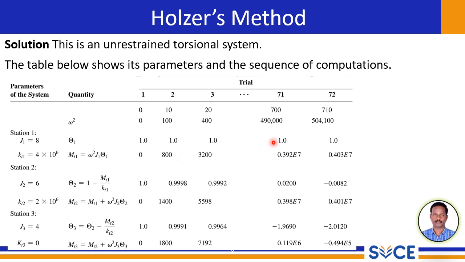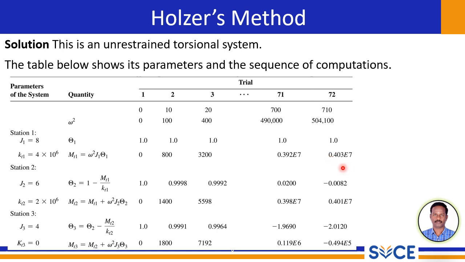Next, at trial 71, we are substituting omega square equal to this value, and J1 is the same, KT is the same. We are getting that MT is 0.392E7. By comparing these final two values across the different trials with different assumed frequencies, we can identify the natural frequencies as those trial frequencies for which the value of M3 is very close to 0. That is our main important task.